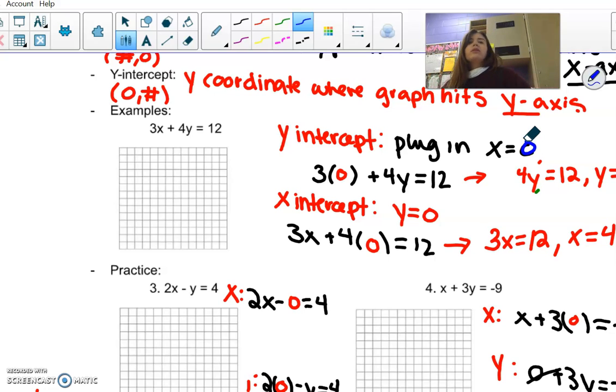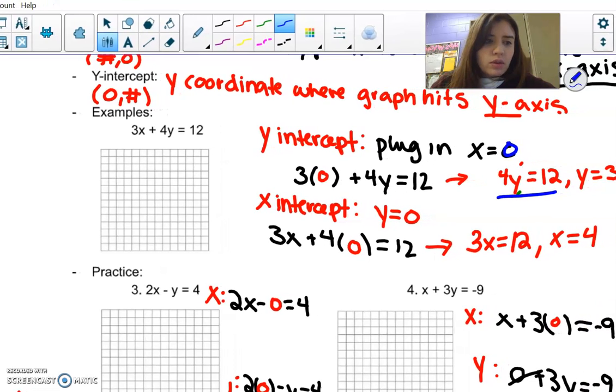So when we do that, we just get 3 times 0 plus 4y equals 12. 3 times 0 is 0. We're left with 4y equals 12. Divide by 4, we get y equals 3.